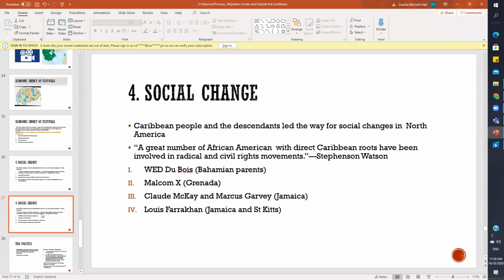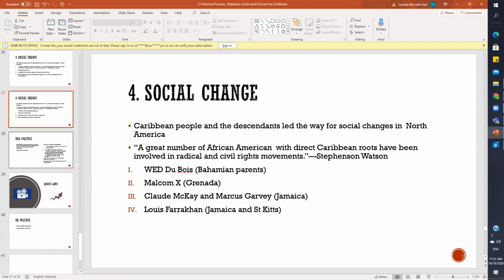Some very important persons, for example, Malcolm X, his mother was from Grenada. W.E.B. Du Bois, his parents were Bahamian. Claude McKay was born in Jamaica, moved to the US, and he was very much a part of the movement there to end the segregation between blacks and whites. And also Marcus Garvey and Louis Farrakhan. One of his parents is from Jamaica and one is from St. Kitts. So we as Caribbean people have always been agents of social change in the Caribbean and our descendants.